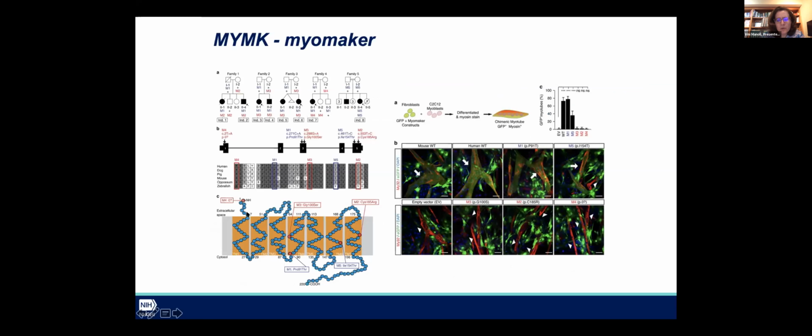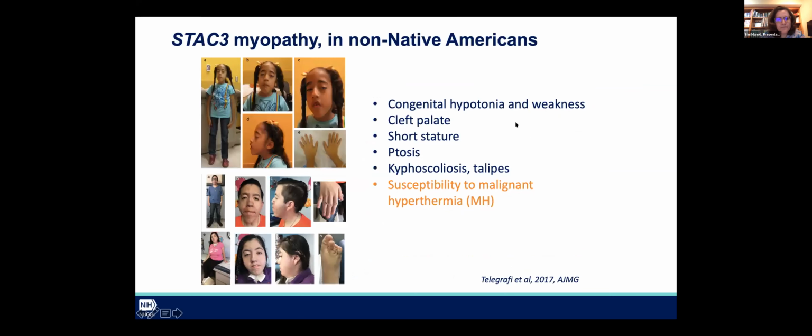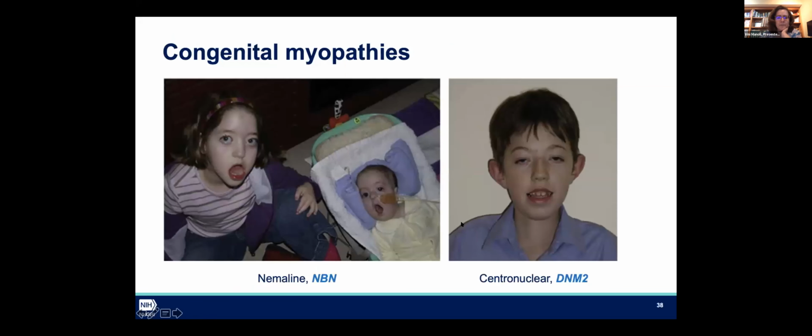And this is the myomaker protein. It's a transmembrane protein that allows the myoblast to fuse and make myotubes. And the other interesting myopathy that was, again, seen as Moebius syndrome originally in our study was this Native American myopathy, the STAC3 myopathy, that can have overlapping features, but cleft palate, short stature, scoliosis, and they are susceptible to malignant hyperthermia. So that was important to identify and treat.